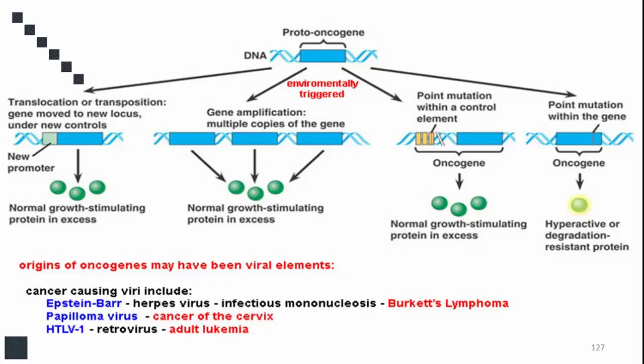Exposure to certain things can actually trigger that. And also, a classical example is Epstein-Barr virus. A lot of people actually carry the virus, but the virus will not do anything until it's triggered. Then it can precipitate the development of cancer.